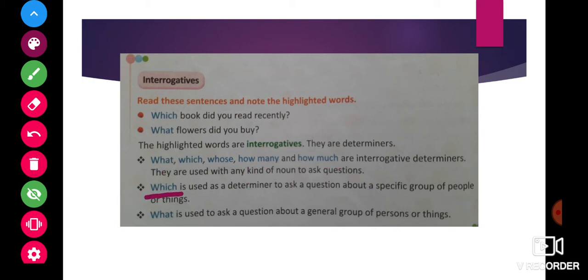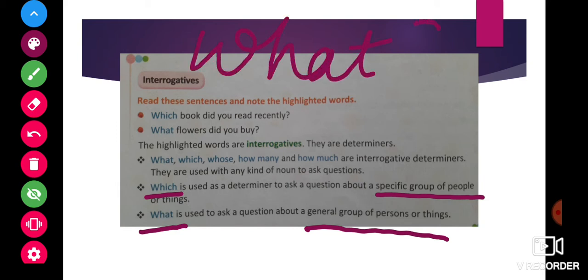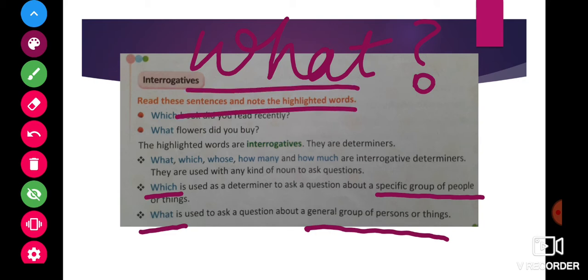Which is used as a determiner to ask a question about a specific group of people or things. What is used to ask a question about a general group of persons or things. For example, if we have gone to a mall to buy something, we can generally ask, what am I going to buy? But if you are looking at a certain group of snacks and you are trying to decide between the snacks, which snack are you going to buy? So in that case we use which.